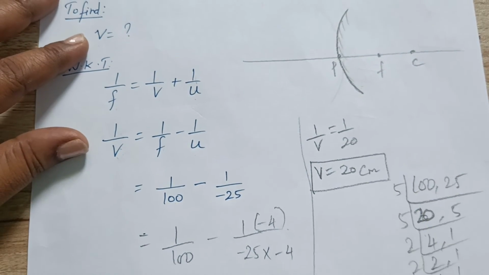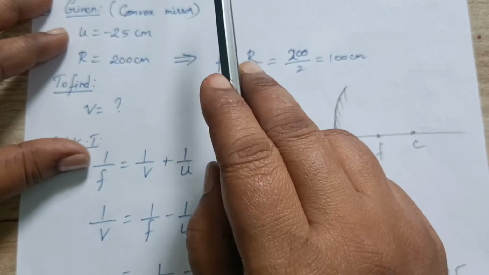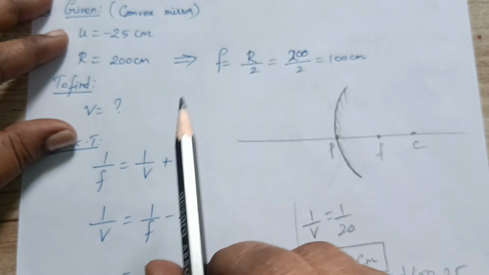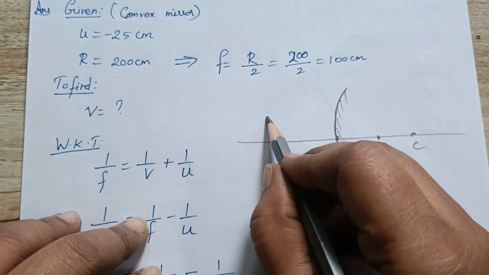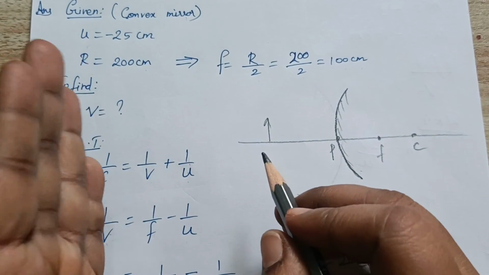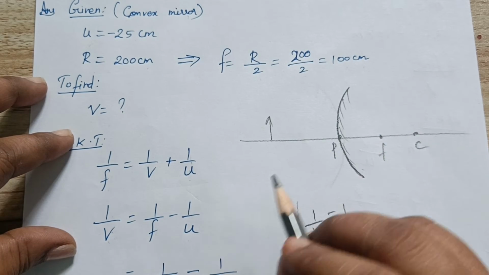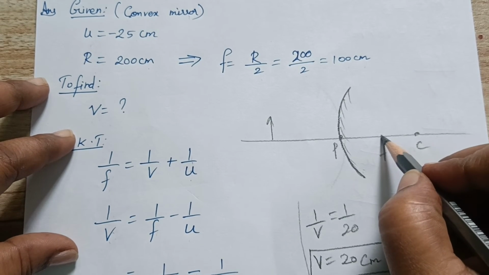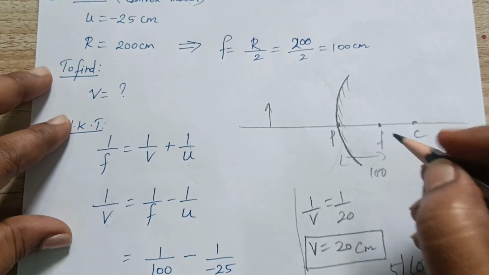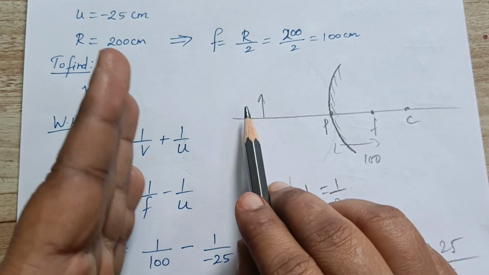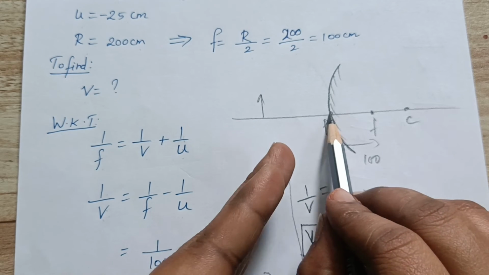So we'll check with the ray diagram whether we got the correct answer, if v equals 20 centimeter. Your object is placed in front of the mirror, somewhere between infinity and the pole. You know that then the image will be formed between the pole and the focal length, which is 100.